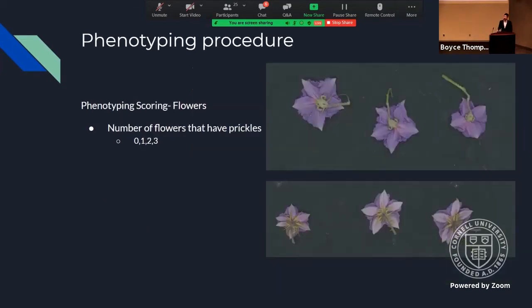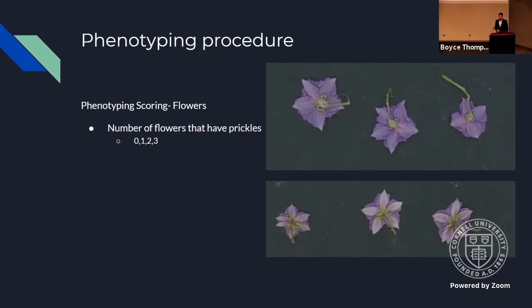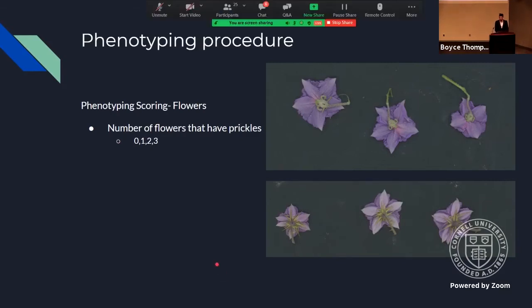Then we looked at the flowers as well, and we did something similar. We cut off 3 of the flowers that we felt were at a similar developmental stage, and then we counted to see if the 3 flowers had prickles. So for example, if you were doing research with me this summer, you would have looked at a lot of these images and counted 1, 2, 3 out of 3 flowers. Well, this one only has 1 here, some small prickles there, and then appears to be prickleless on the other 2. So now you guys can go and phenotype anything.